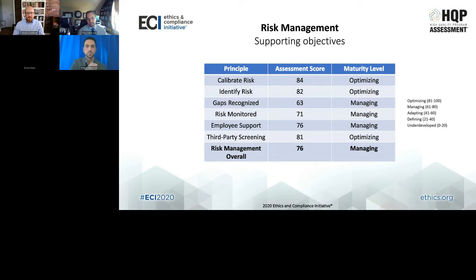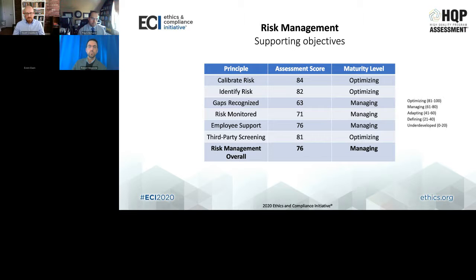So the other thing you can do through the report after you take the assessment is look at each principle, and within that principle, each of the particular areas that there are questions around. So the one on the screen now relates to risk management. And so you can see that there are questions around different areas of risk management: risk calibration, risk identification, gap recognition, monitoring of risk, employee support relative to risk areas, and third-party screening. And again, you can get through the reporting process, or at least we did, a spider chart for this principle. So that will show you on each of these different areas where you're strong, where you're weak, where you may want to mature the program.